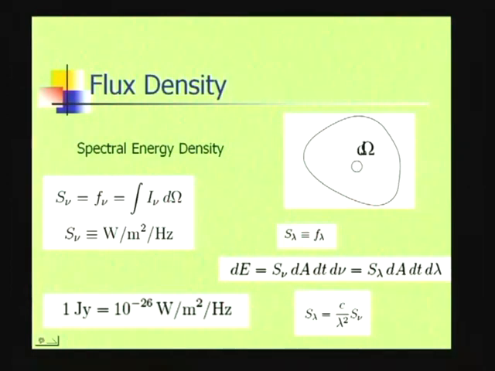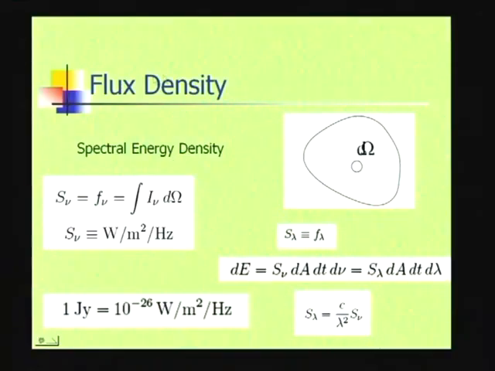Okay. Now, for observing objects like the supernova or stars, which are essentially point objects, you cannot associate a dimension with them. What you measure is not the specific intensity, but the flux density. Okay, the quantity that you measure is the flux density. It is also given the name spectral energy density.